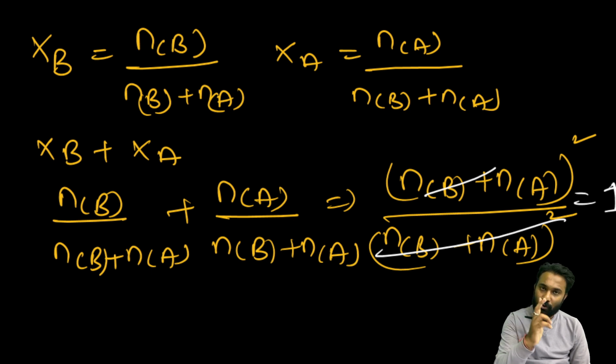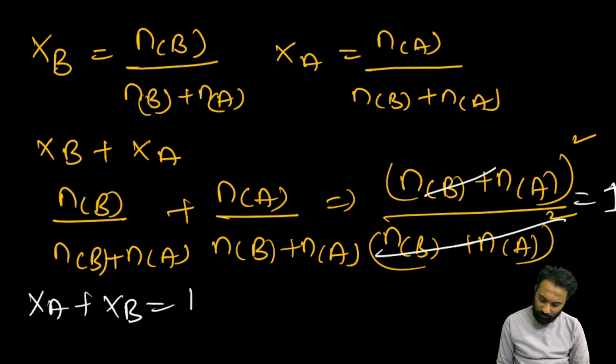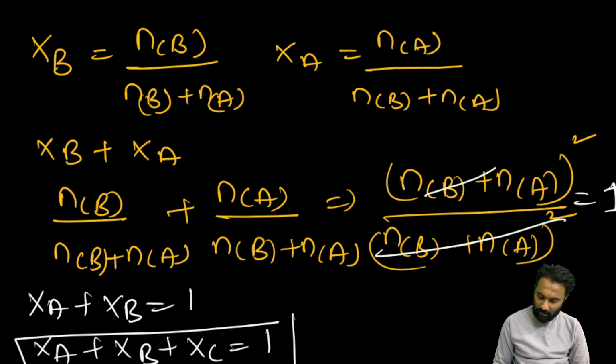If you add 2, chi A plus chi B will give you 1. If you add 3, chi A plus chi B plus chi C will be equal to 1. Clear? If you add 1 also 2, it will give 1. If you add 3, it will give 1 only. Clear?